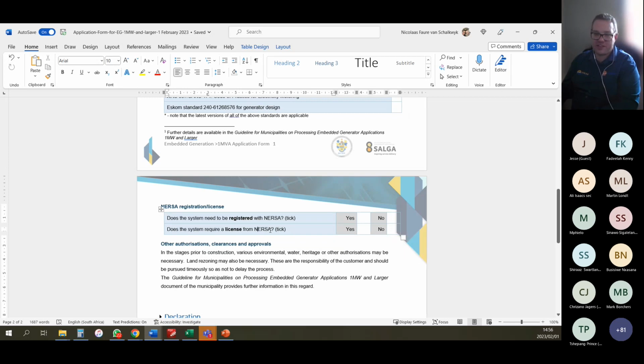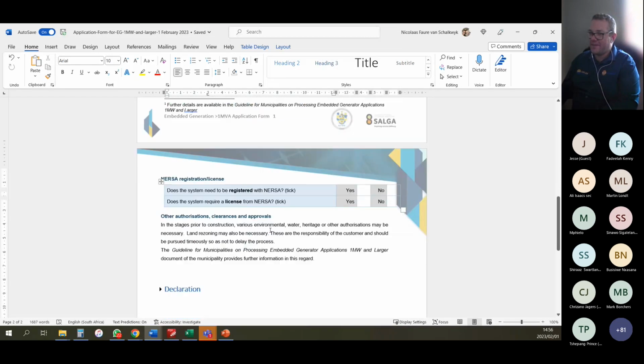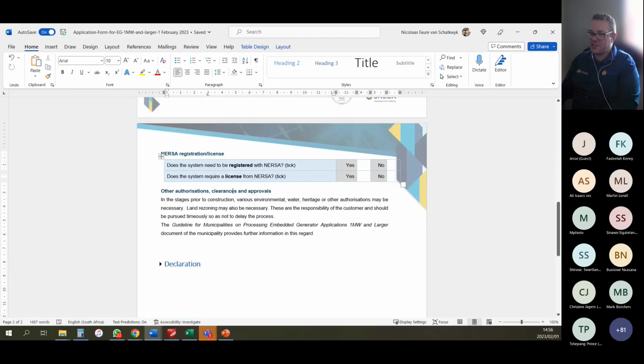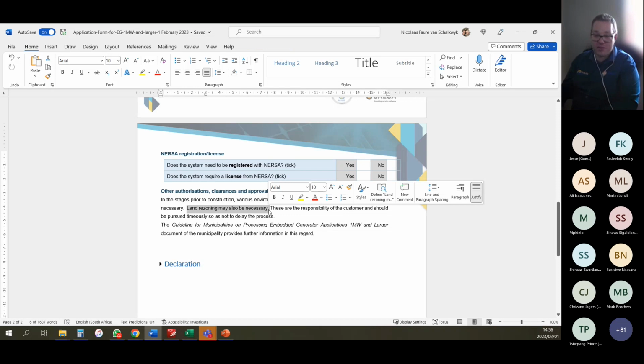Then we remove the licensing option completely because it's not relevant anymore. And then any other authorizations or clearances or approvals. So we make them aware that any environmental, water, heritage, or other authorizations might be necessary. Land rezoning might also be necessary from a municipal perspective, but these are the responsibility of the customer and should be pursued timeously so as not to delay the process.